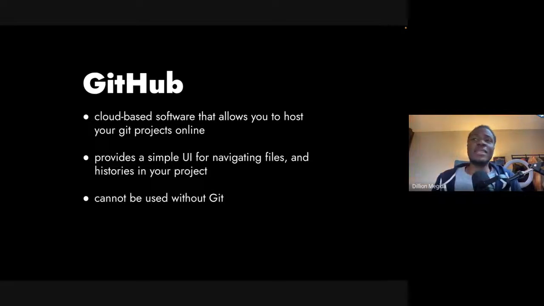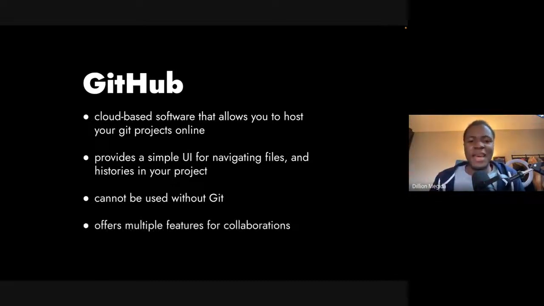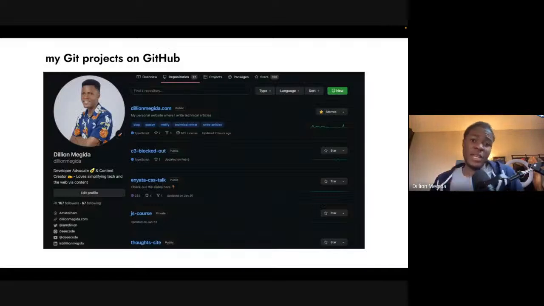And if you remember with Git, Git can be used without GitHub, but GitHub cannot be used without Git. And GitHub offers multiple features for collaborations. So Git on its own has very limited collaboration support because it is on my device locally. But when you bring GitHub into the mix, then I can now easily collaborate with other people. For example, these are my projects on GitHub.